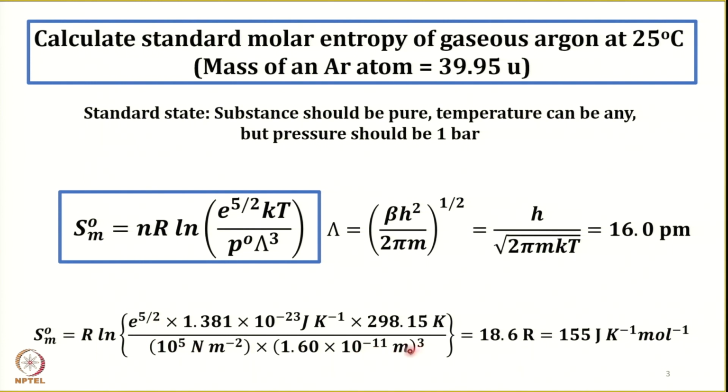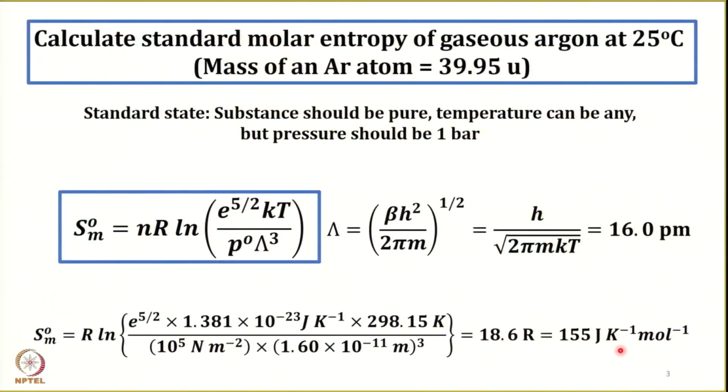After solving this, we will get a molar entropy of 155 joules per Kelvin per mole. So, therefore, the standard molar entropy of gaseous argon at 25 degrees centigrade is 155 joules per Kelvin per mole.